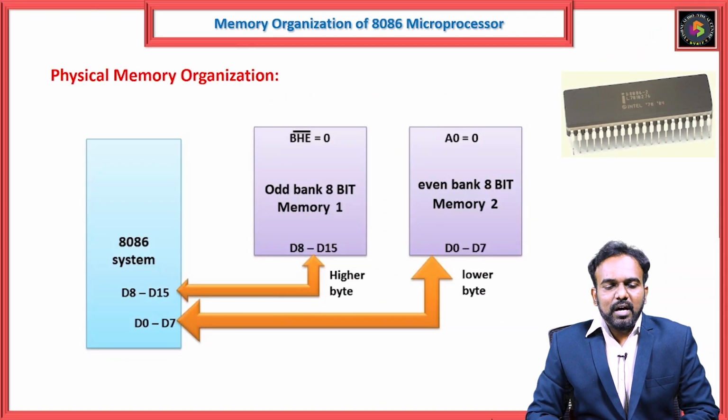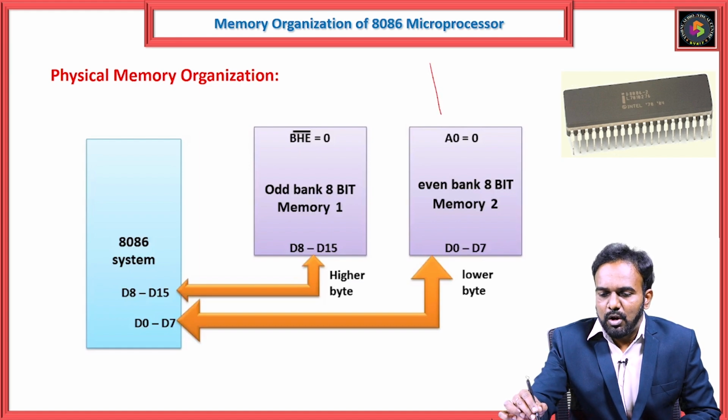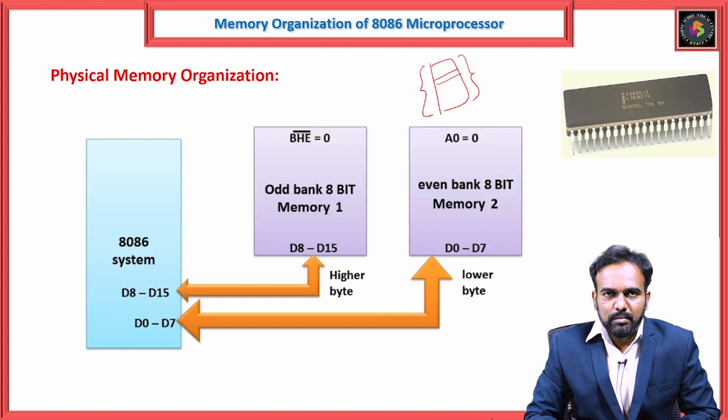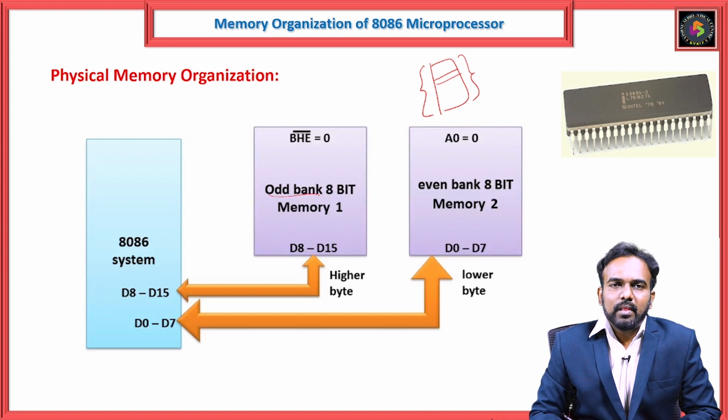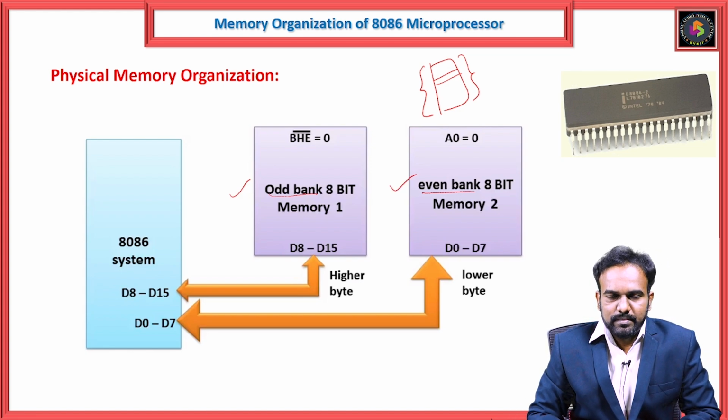Next we are going to talk about the physical memory organization of the 8086 microprocessor. The 8086 microprocessor has 1 MB of memory space. To access the total 1 MB memory space at a time usually takes more time to access the data from the required memory location. For that, the total 1 MB memory of the 8086 microprocessor is divided into two banks. One bank is called the odd bank and the next bank is called the even bank. That means the even bank contains all the even addresses, and the odd bank contains all the odd addresses.